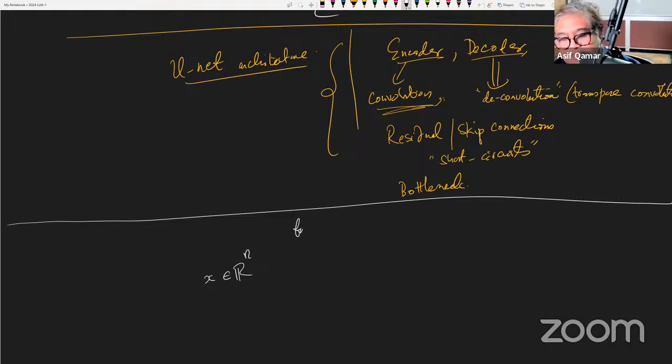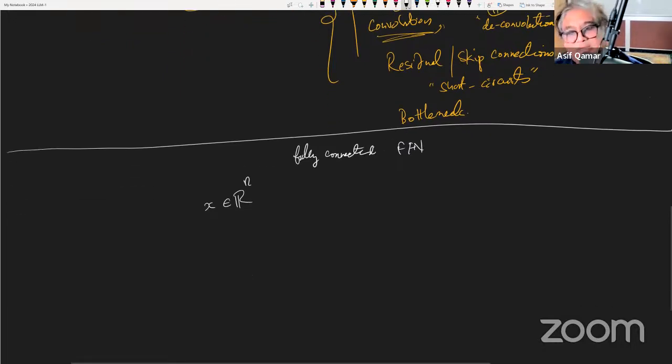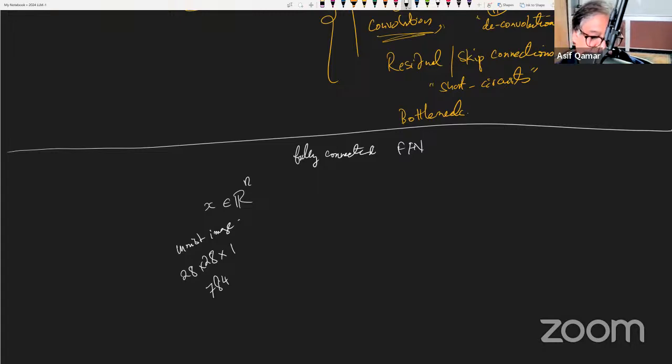So for example, if you're doing a fully connected layer, forget CNN also, fully connected, or feed forward network, what would an image look like? For example, our MNIST image would look like 28 cross 28 cross, MNIST is just grayscale, so one channel, isn't it? That would make it 784. 784 dimensional vector. Right? So n is equal to 784.